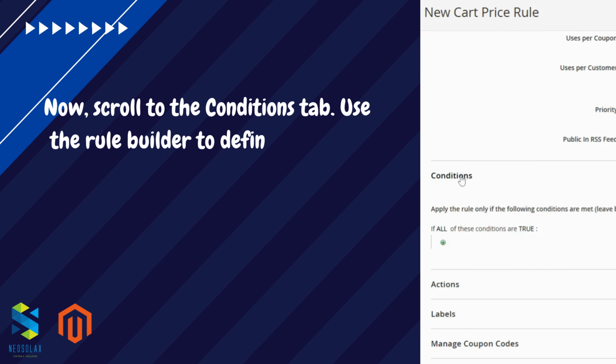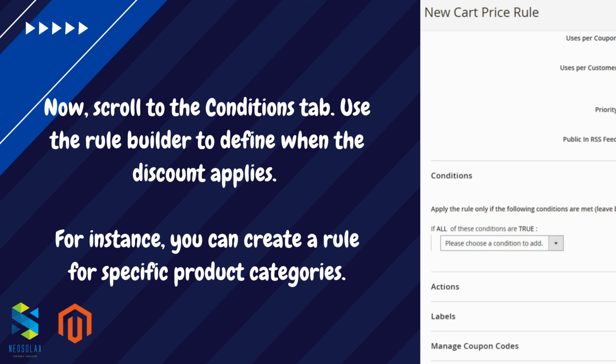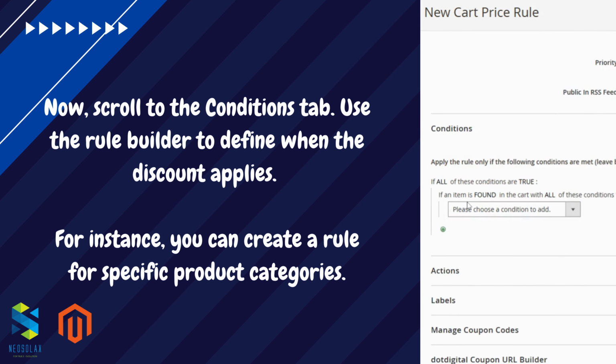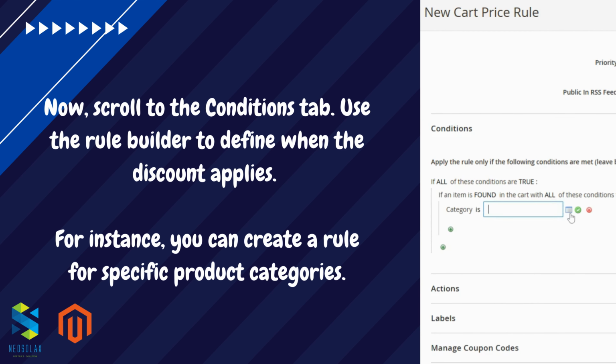Now scroll to the Conditions tab. Use the Rule Builder to define when the discount applies. For instance, you can create a rule for specific product categories.